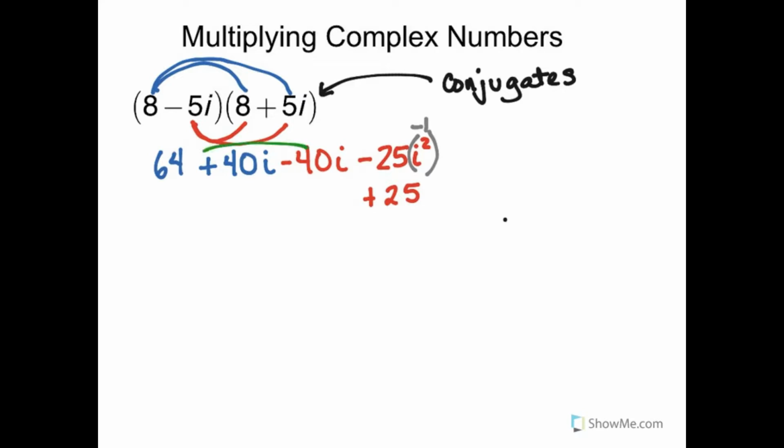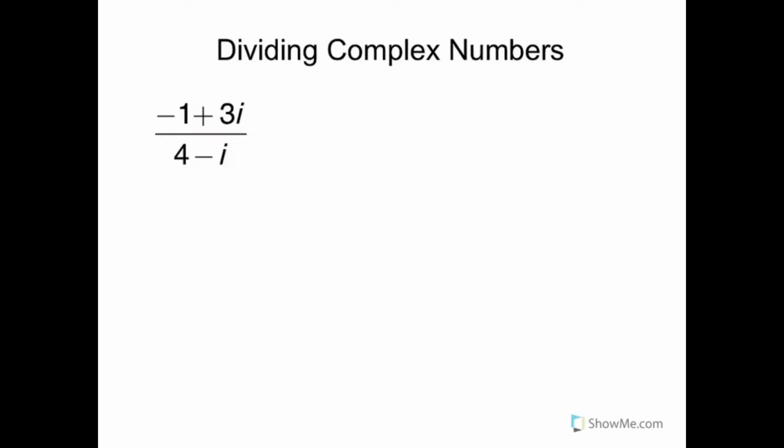Our terms in the middle will cancel each other out because of this conjugate property, and so we have no imaginary term left. What we have is the square of 8, 64, and the square of 5, 25. 64 plus 25 is 89, and it has only a real part, no imaginary part.